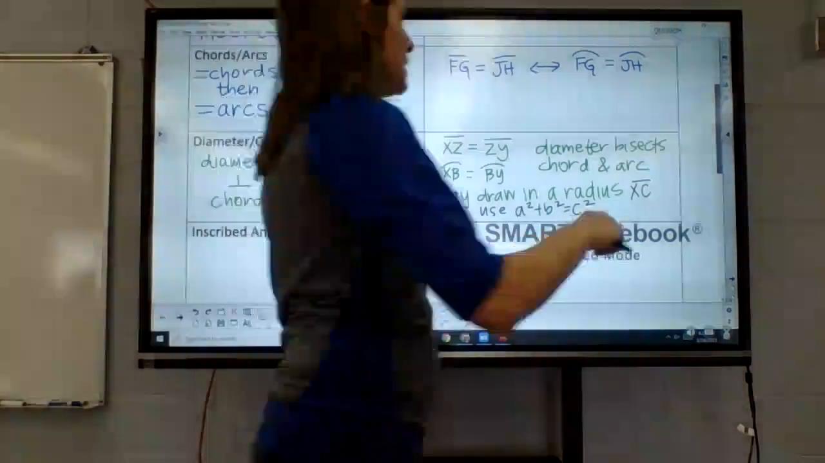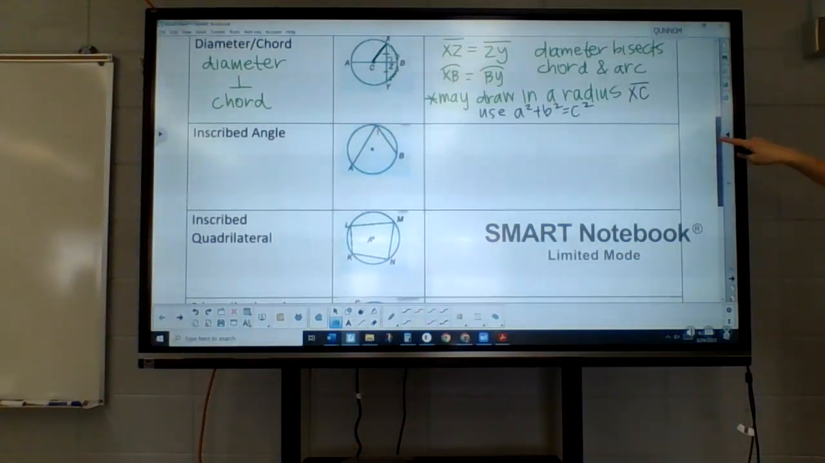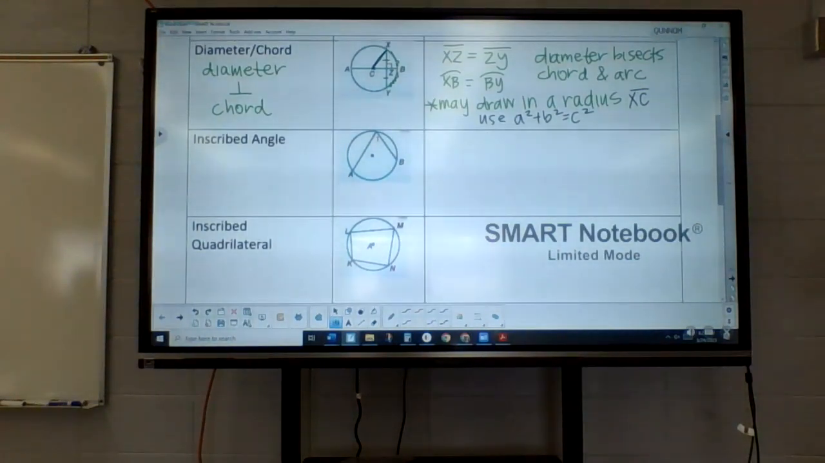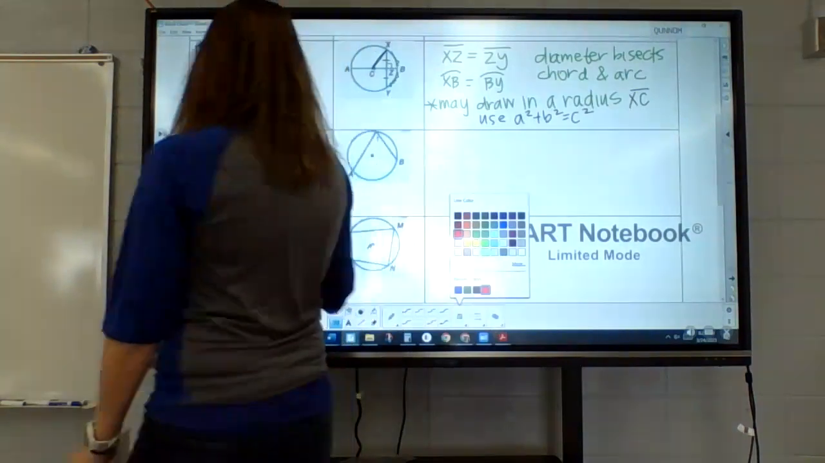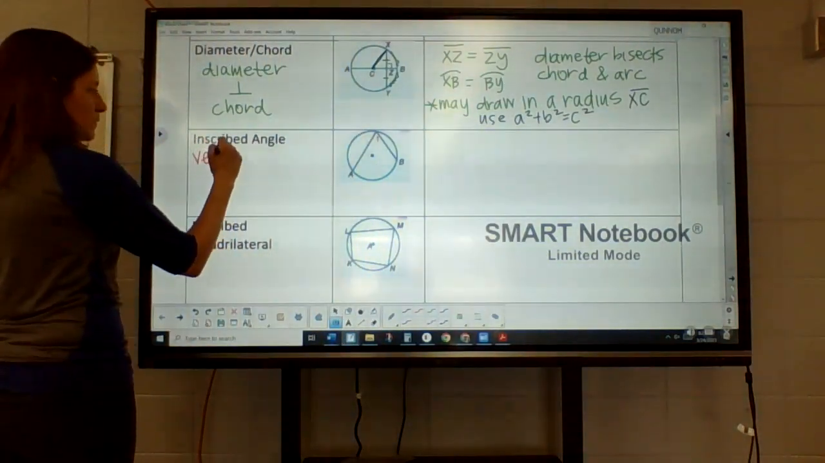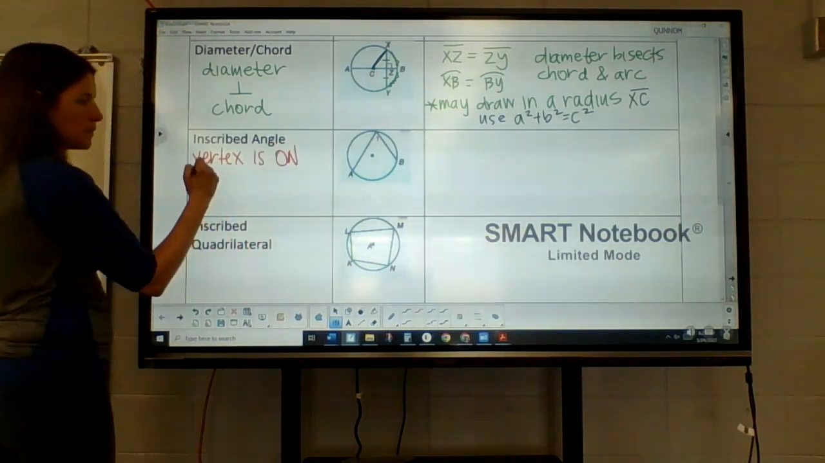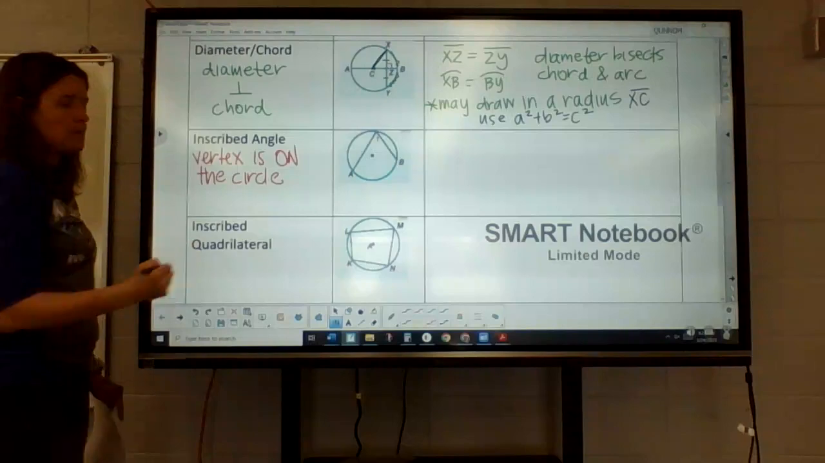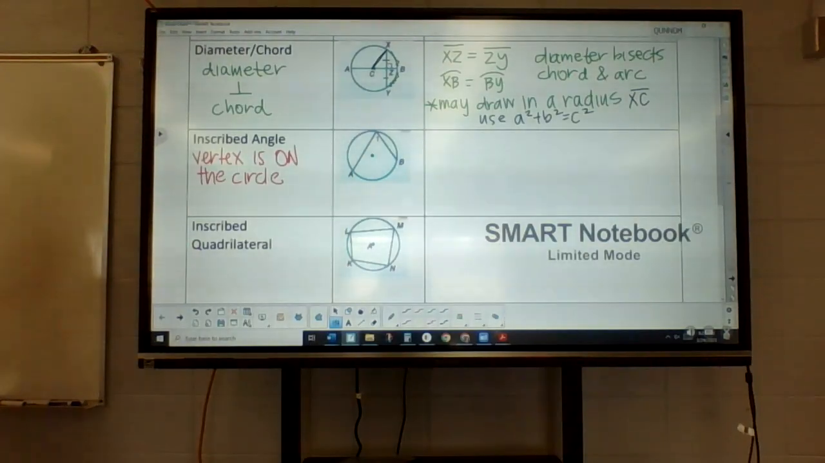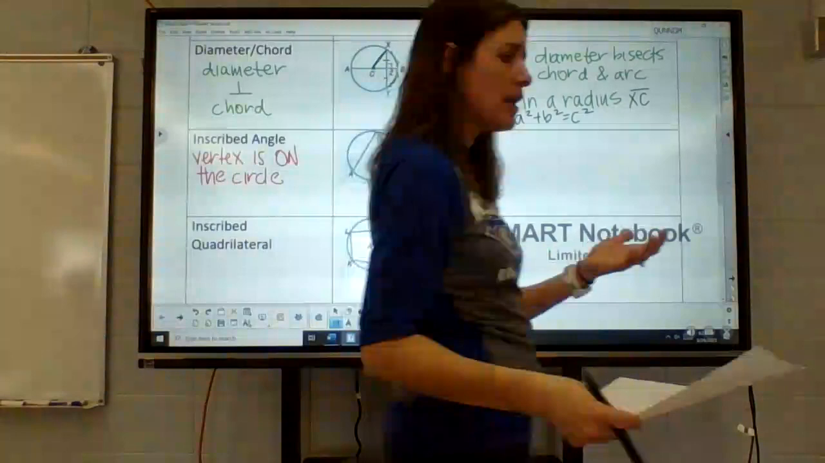Then we talked about inscribed angles. And an inscribed angle is an angle that the vertex is now on the circle. This is one of the ones we dealt with last class as well. So this one showed up in a couple of sections.